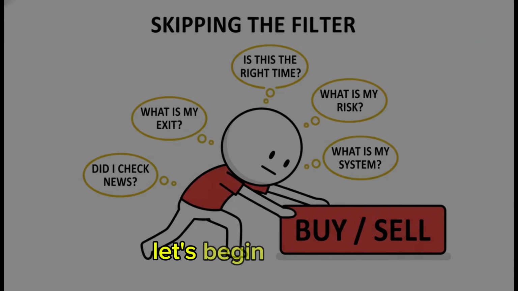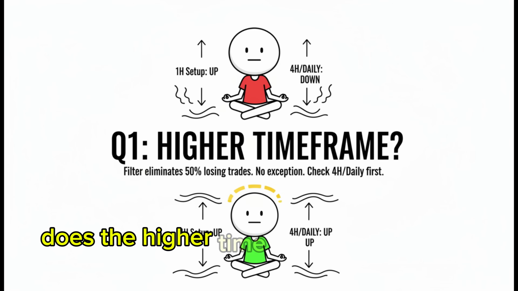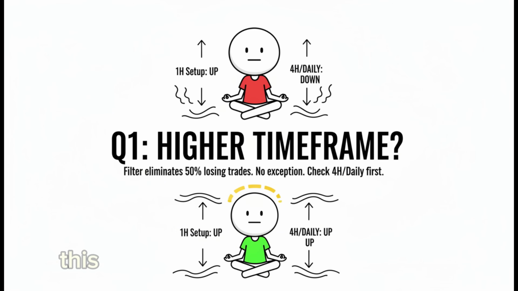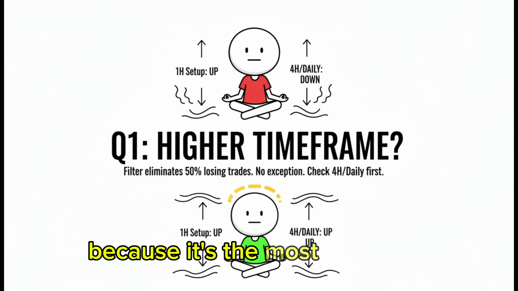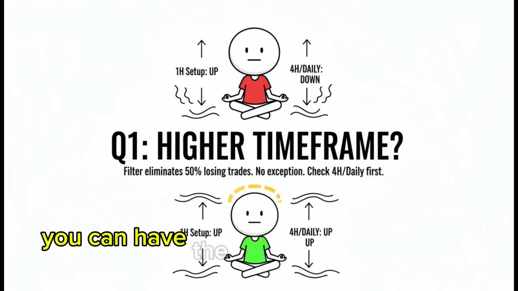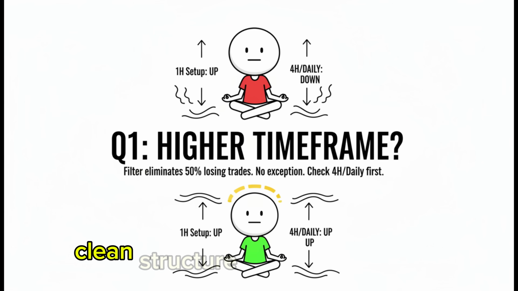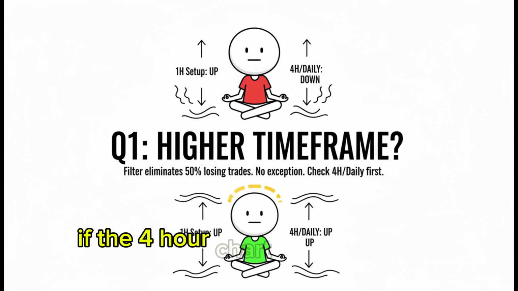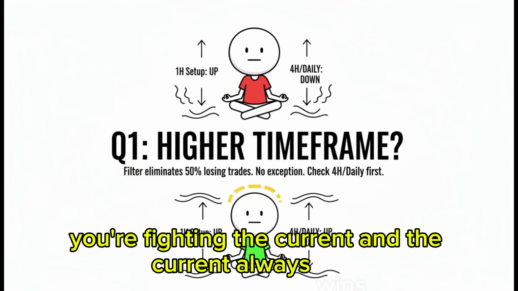Let's begin. Step 1. Does the higher time frame support this trade? This might be the most effective filter. This is the first question because it's the most important. If the answer is no, nothing else matters. You can have the perfect setup on the 1 hour, clean structure, strong momentum, every indicator aligned. But if the 4-hour chart is trending the opposite direction, you're fighting the current, and the current always wins.